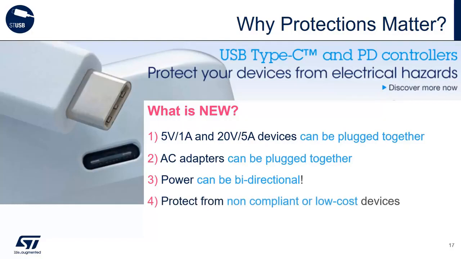Now those first 3 reasons are operating within the spec, but you also need to plan for devices that are not compliant with the spec in order to protect equipment from damage. And you also need to protect from failed cables and failed equipment, which also must be considered.